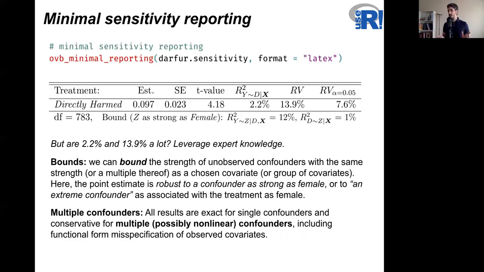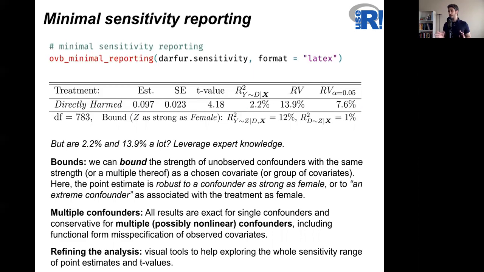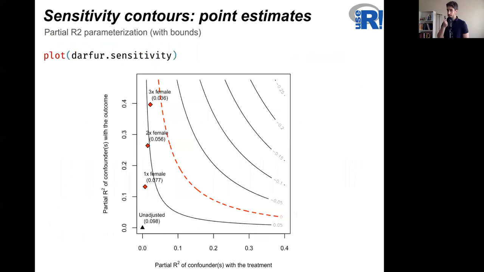So as we have seen, this minimal sensitivity reporting answers most of the questions we had posed, but we can further refine our sensitivity analysis with visual tools to explore the whole sensitivity range of point estimates and t-values, and sensemakr can help us with that as well. The first plot I want to show you here is a default plot, a sensitivity contour plot of the point estimate. To obtain this, we can simply run the command plot Darfur sensitivity.